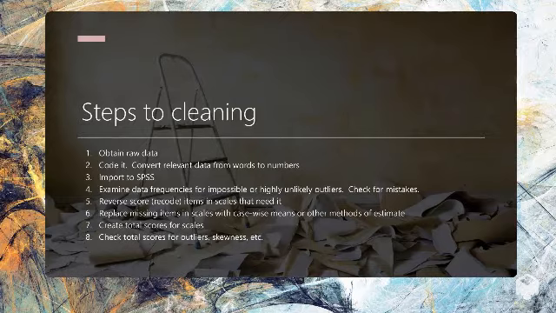So this mini lecture is going to walk through the 8 steps to cleaning up data. First, obtain the data, then code it, import it into an analysis system like SPSS, examine frequencies for impossible outliers, mistakes, things like that, reverse score or recode items that need it, replace missing items in scales with case-wise means or other methods of estimation, create total scores for any scales that you have, and then check your total scores for outliers, skewness, etc.